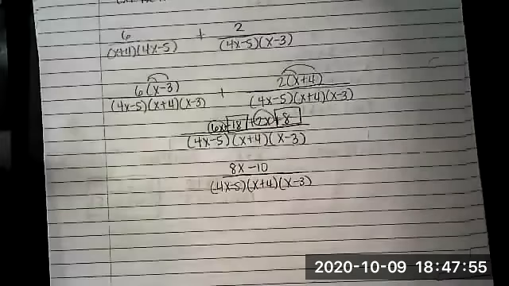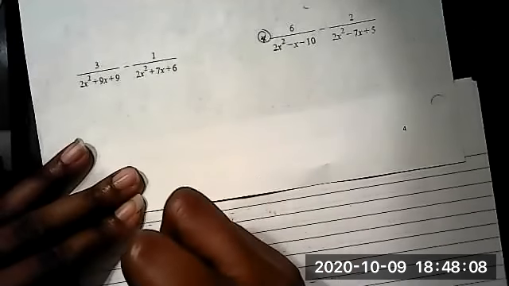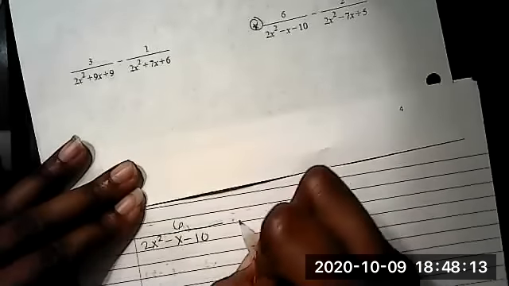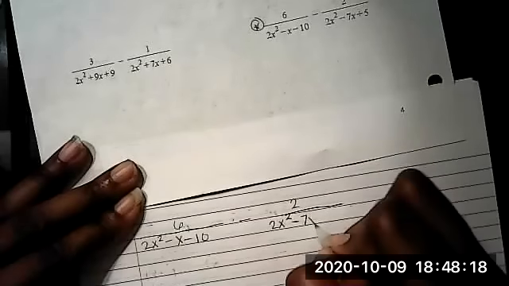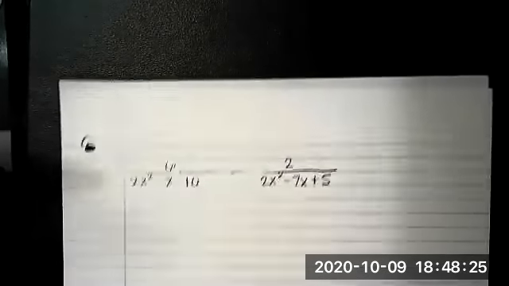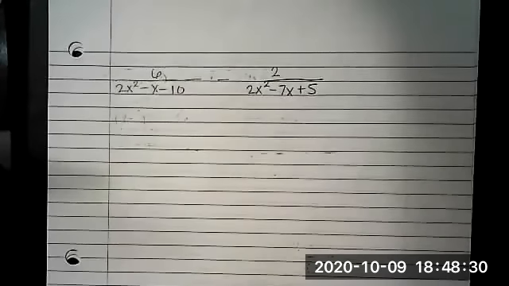Okay, for that one. Finally, we're going to do the last one, and I'll write that down too here. That is going to be 6 over 2x squared minus x minus 10 minus 2 over 2x squared minus 7x plus 5. Same situation. We're going to have to factor the bottom and then find the common factors there.